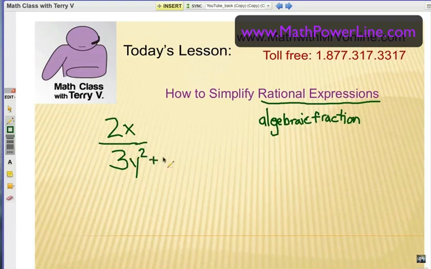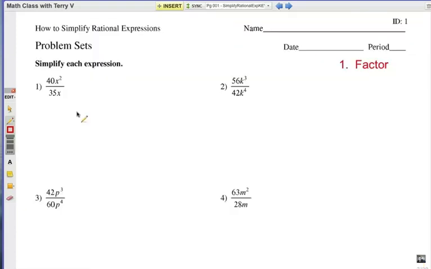And you know, you could even make some binomials and trinomials out of it. So for example, something like this. Now some of these can be simplified just as if it was a regular fraction. Now what I want to do is show you some problems here to work on. We're going to simplify these rational expressions, these algebra fractions, and there is a 4-step process. I got 4 examples for you to try.